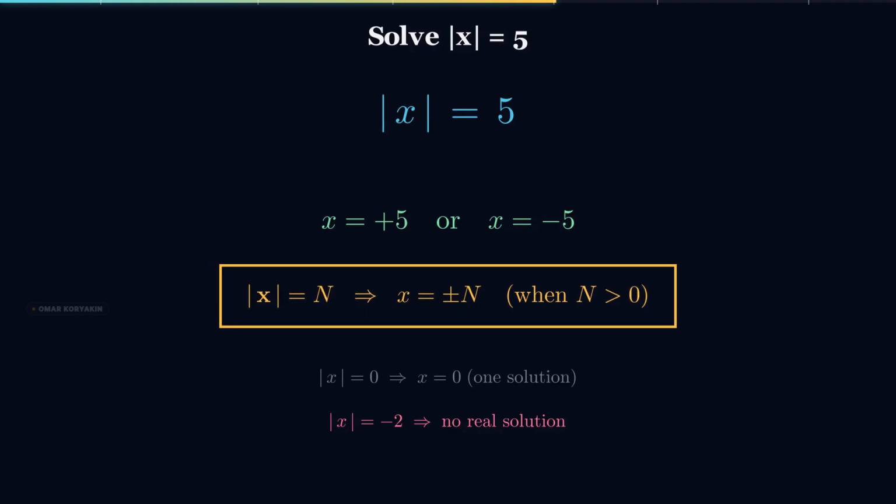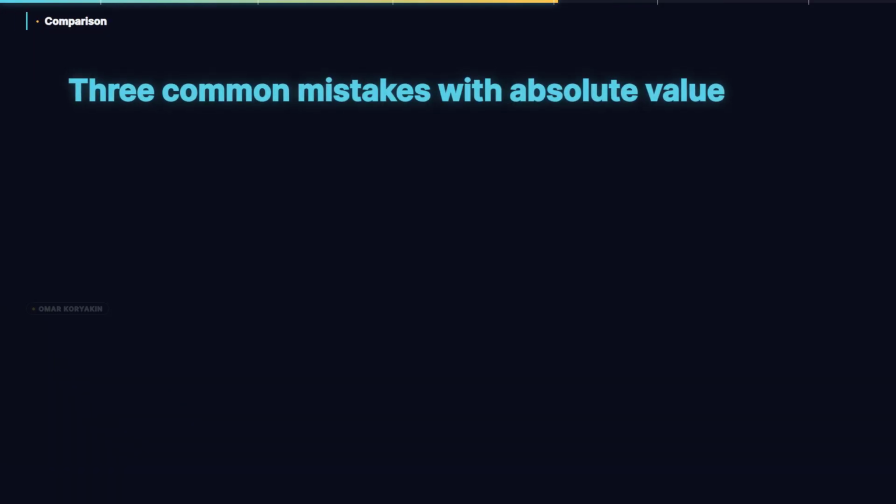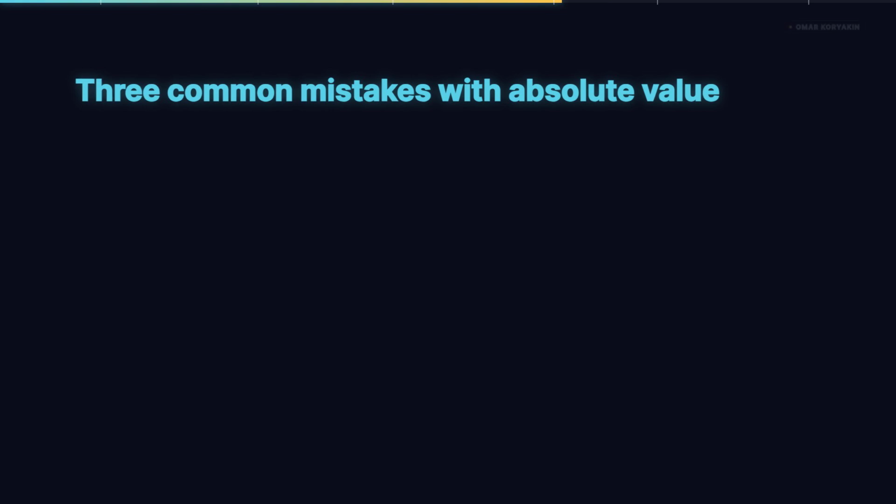Three mistakes that catch almost every algebra student when they first work with absolute value. Each one comes from a small mismatch between the algebra notation and the underlying geometric meaning of distance. We will go through each one in turn with the right way to think about it.